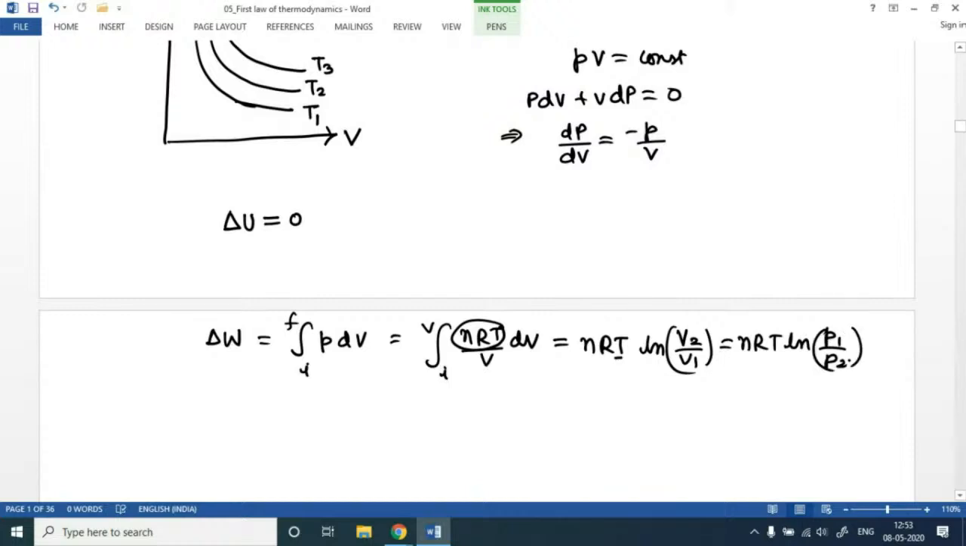Okay, so this would be the work done by the gas, and obviously according to the first law of thermodynamics, since delta U is equal to 0, delta Q will be simply equal to delta W over here. So that is one another thing.